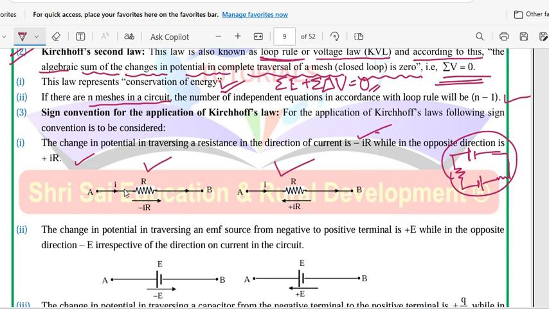Suppose the resistance is in the direction of the current, the change in potential in traversing the resistance will be negative IR. Suppose it is in the opposite direction to the current, it is equal to plus IR.